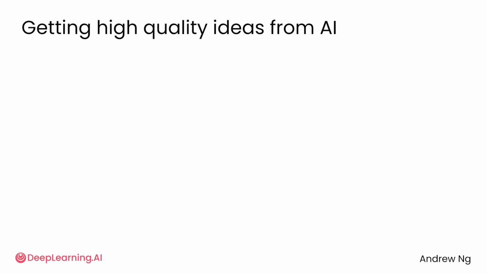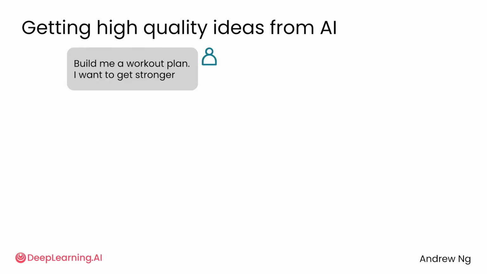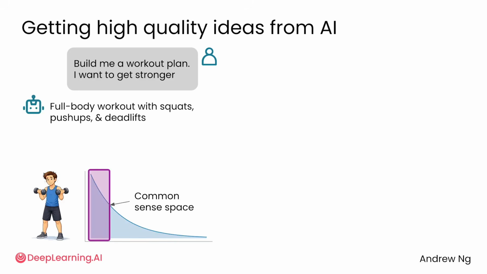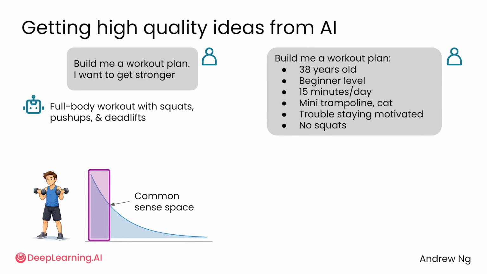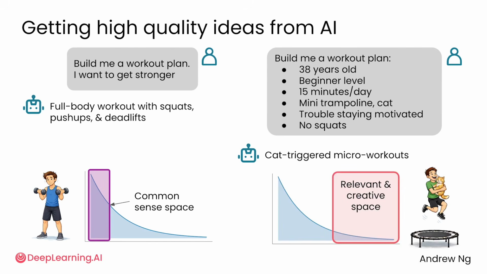So what do you want to do if you want to get high quality, more creative ideas from AI? We've seen with a basic prompt, you get responses from the common sense space. But if you give the AI model more context, so you give your age, your level, but also tell it you have a mini trampoline, a cat, you try to stay motivated, no squats, then this context pushes it into the more relevant and creative space, and it's more likely to give a custom answer rather than to generate common sense answers.